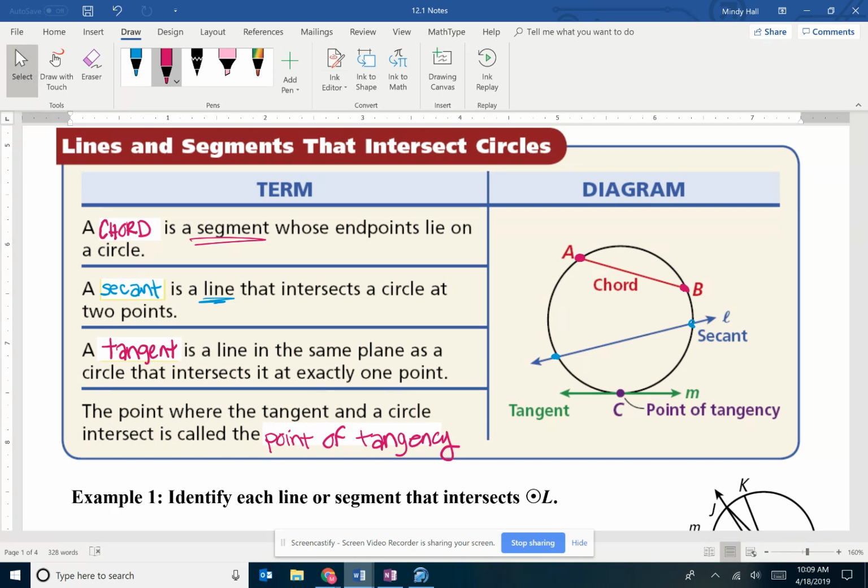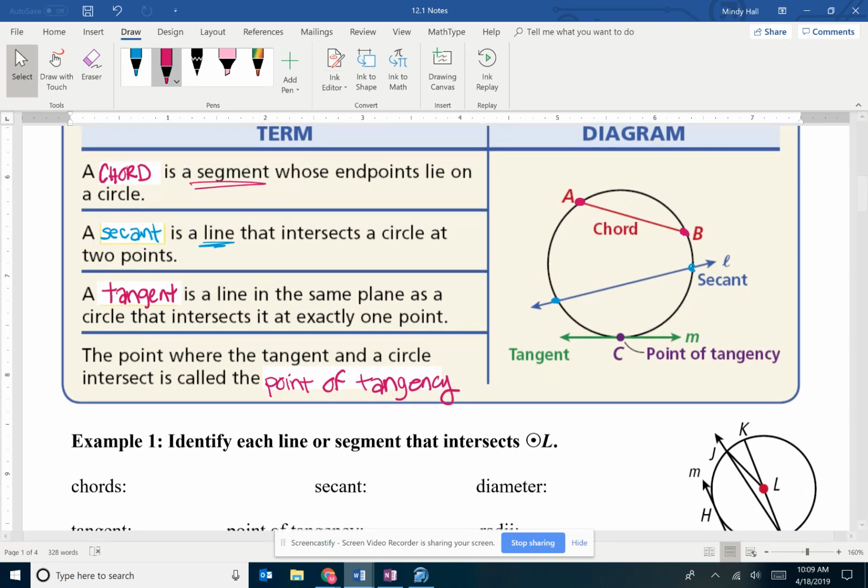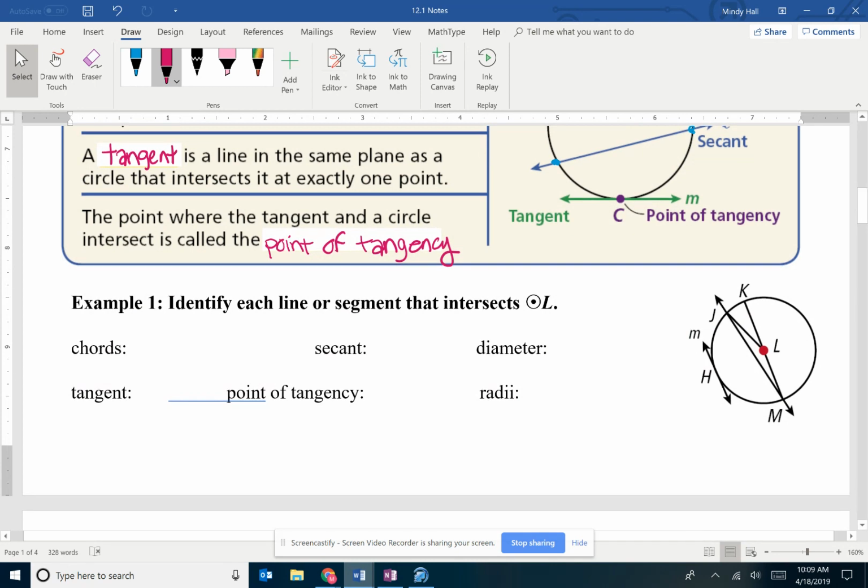Okay. So using those parts, we're going to identify the line or segment that intersects circle L. So starting with chords, we're looking for endpoints on the circle. And so for me, I see that this one touches and touches. So we have KM. And then we also have JM. And even though it's a line, when you just have a straight line, you're saying line segment JM. So it is a chord.